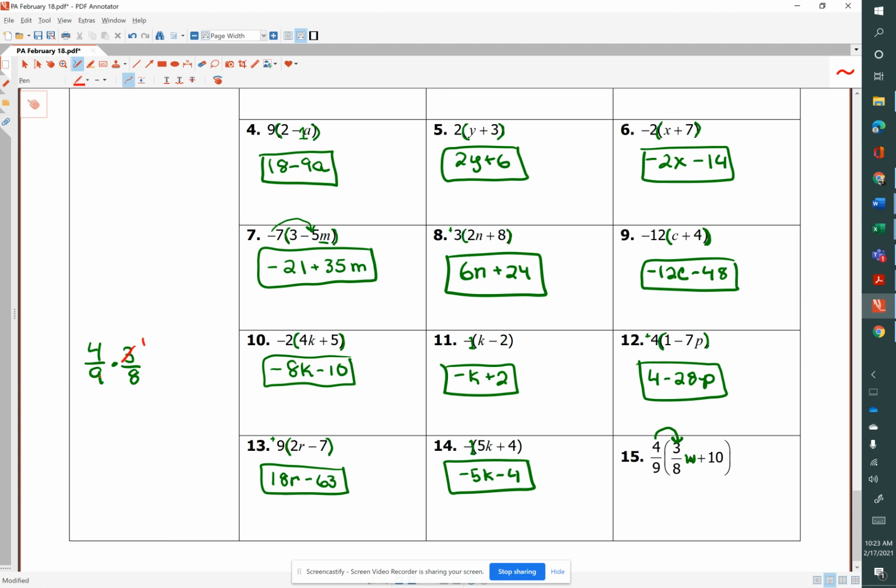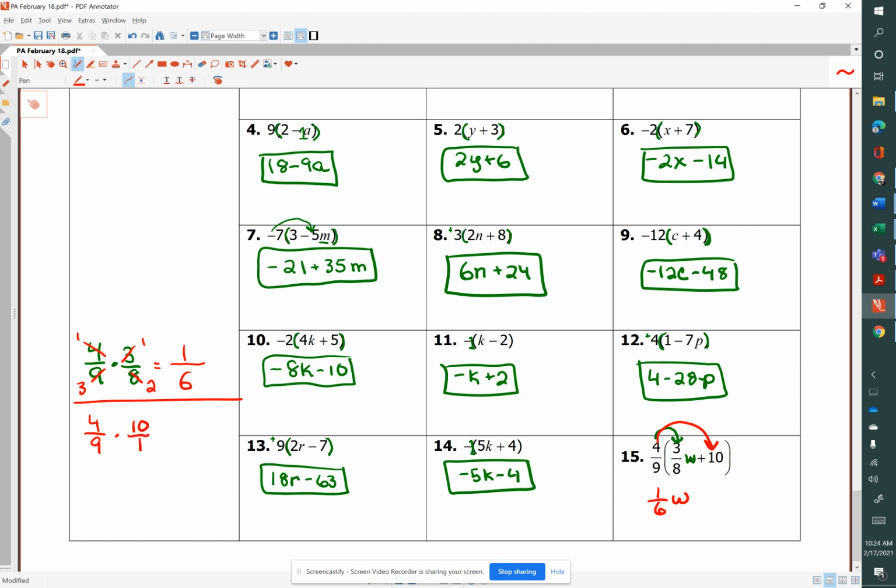3 divided by 3 is 1. 9 divided by 3 is 3. 4 divided by 4 is 1. 8 divided by 4 is 2. Multiplying straight across, 1 times 1 in the numerator is 1. 3 times 2 in the denominator is 6. So 4/9 times 3/8 w is 1/6 w.